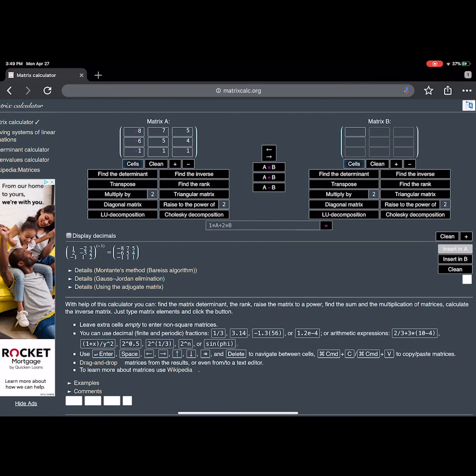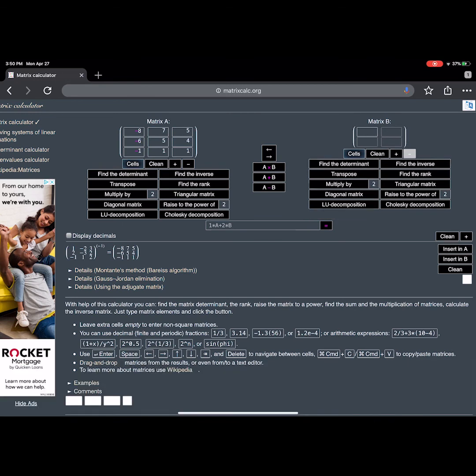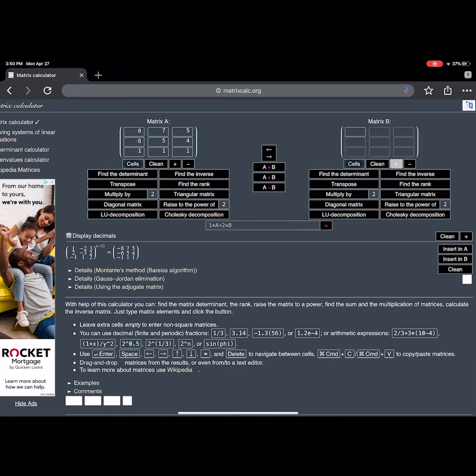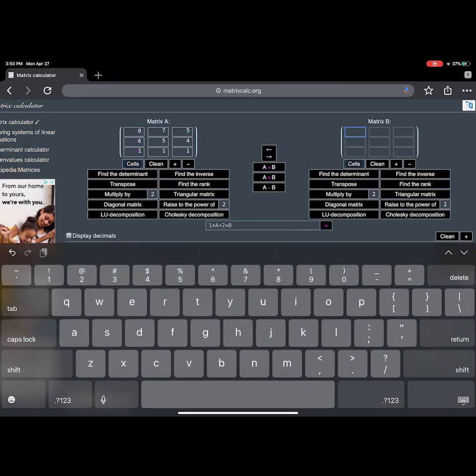Matrix A is now my A inverse. You just got to keep track of it. And in matrix B, I'm going to put in my lowercase b, which was 8, 7, 4. If I go smaller, it makes a 2 by 2. I need a 3 by 1. So really all you need to do is just do the first column and it'll work.